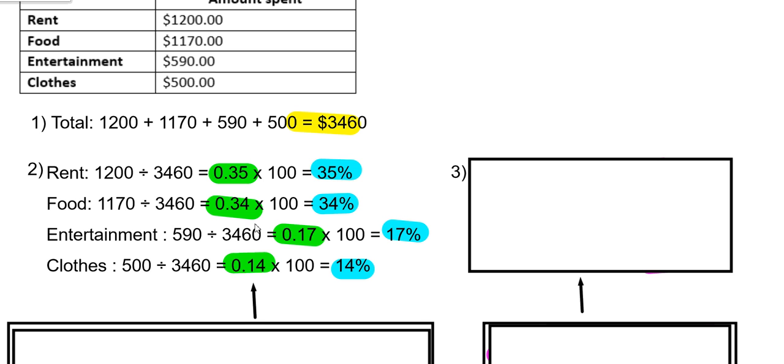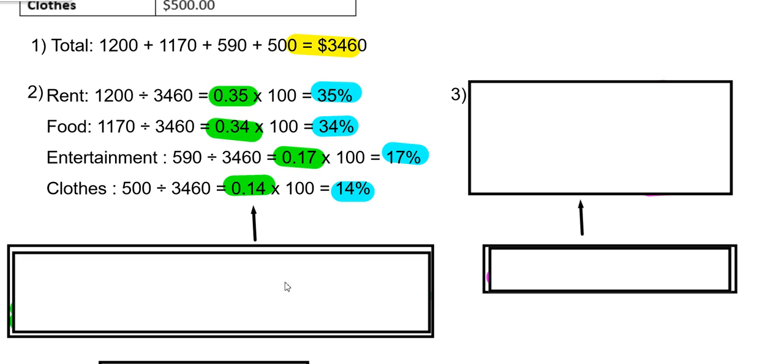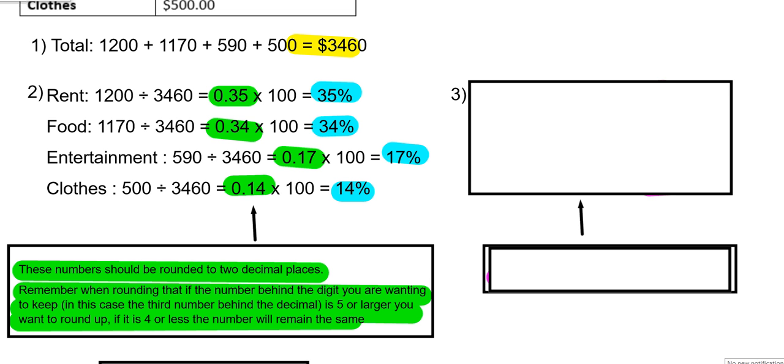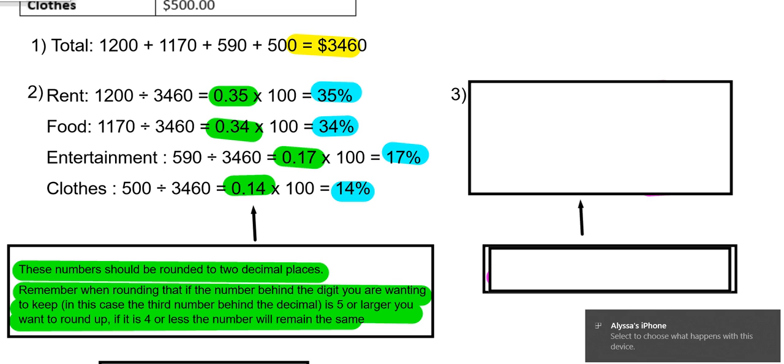You're going to notice that all of my green highlighted numbers are left at 2 decimal places. So we're going to round them to 2 decimal places. Remember when rounding, if I want the second digit behind my decimal, that means we're looking at the third number behind the decimal. If it is 5 or larger, I'm going to round my number up. If it is 4 or less, I'm going to keep my number the same.